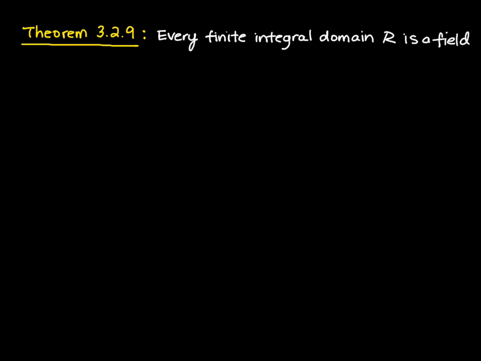However, in the following theorem, we get a nice result, which tells us that if we take an integral domain and we require it to be finite, then that ring is a field. So let's prove this. Since R is finite, that means it's got a finite number of elements. So let's call these elements A1 through An.